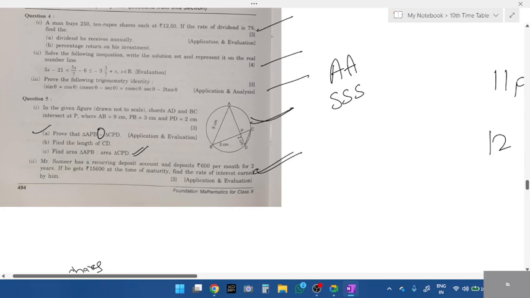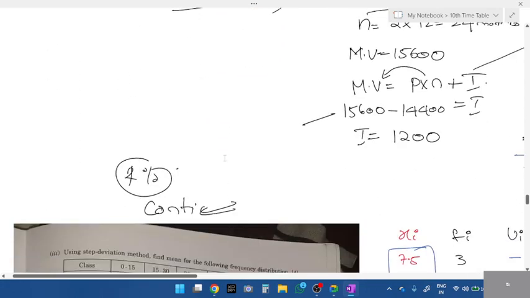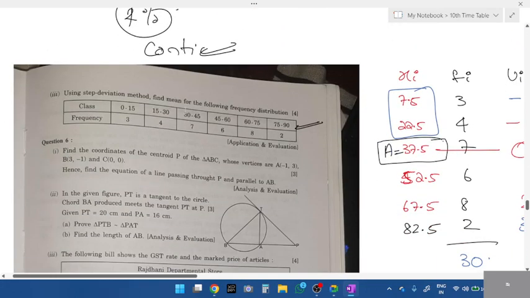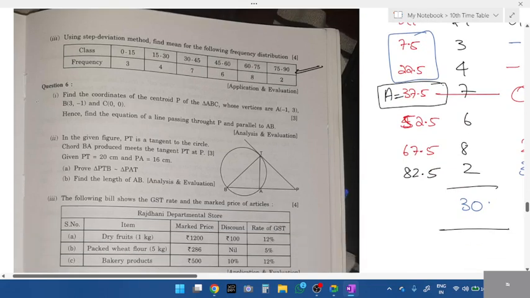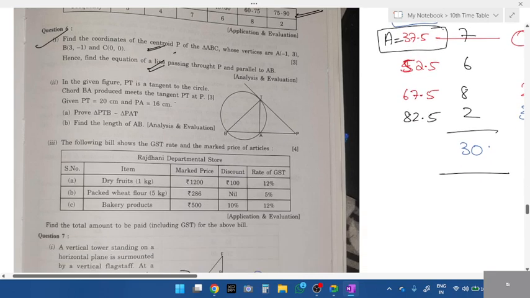Samir has a deposit, a recurring deposit, banking question. Okay, then we have the mean chapter, again one more on coordinates. Find the coordinates of the centroid, and hence find the equation. One centroid question and one equation. We need to use the midpoint for this, students. Equation. Then again one more. We did such a question yesterday. The only thing is they are just asking us to even prove it. Prove triangle PTB is equal to PAT using similarity. So if I make you revise the similarity concept, you can relate to that and solve these types of questions.